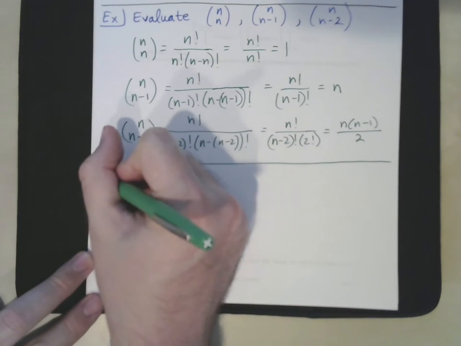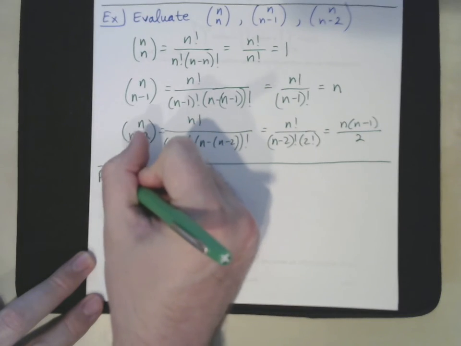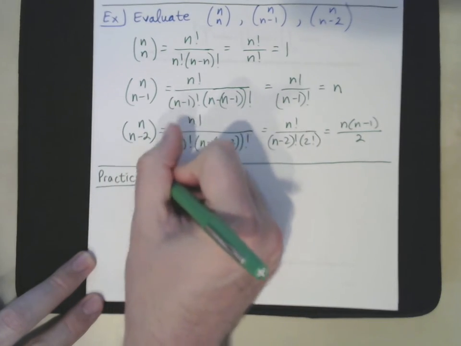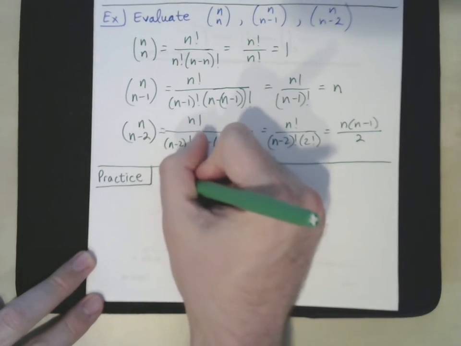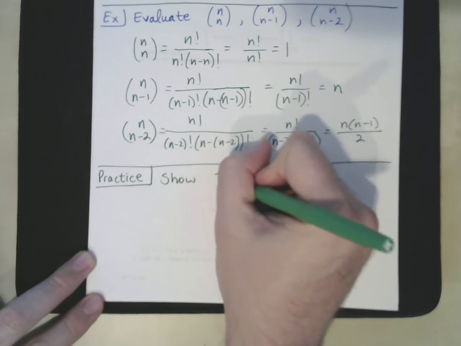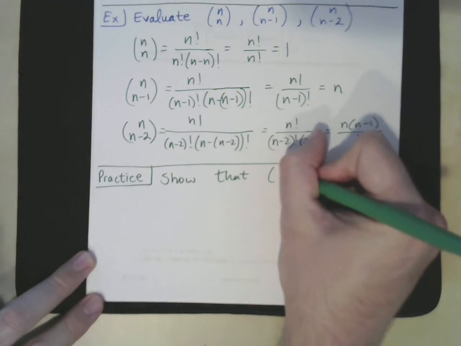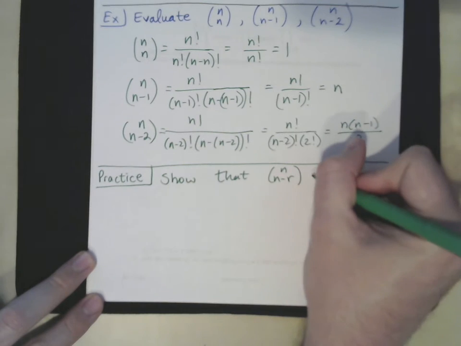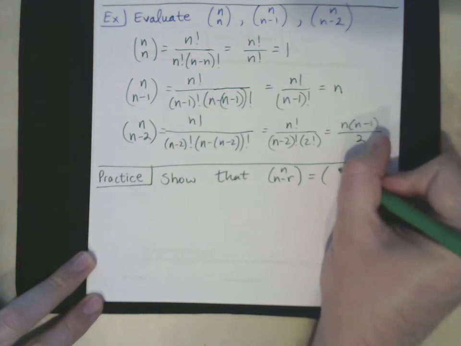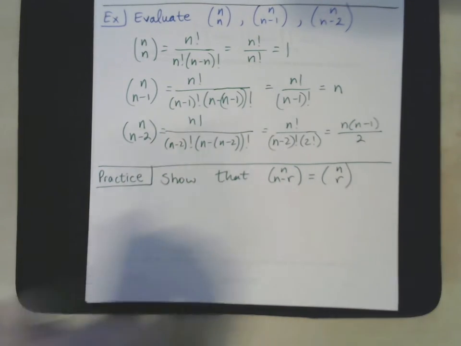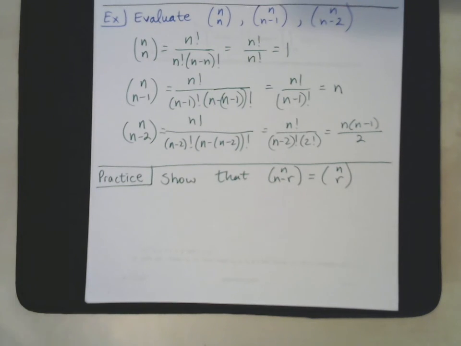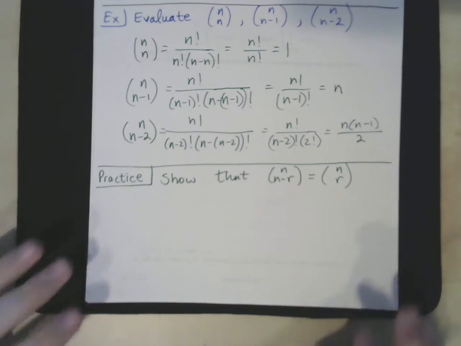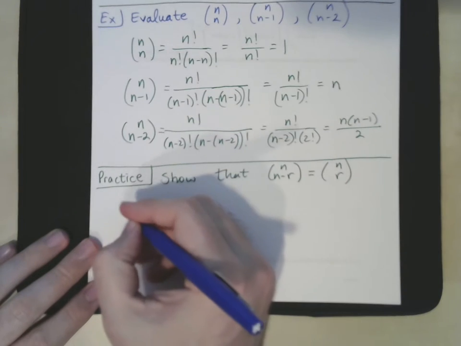So what I'd like you to do is pause the video here and just work through and show that n choose n minus r equals n choose r. So, like I said, pause the video, try this out. It's short, it's sweet, you'll get it. I'll walk through it now.